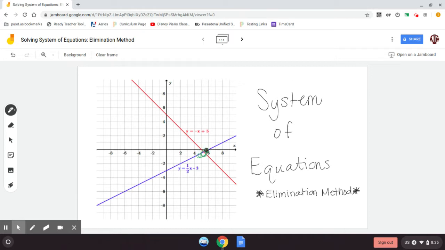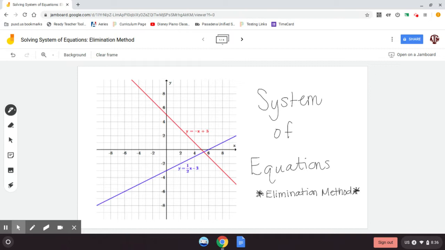Where they cross, that is the solution, and it's given to us as an ordered pair, so an x comma y value. But what's making this a little difficult is these two lines do not cross on the grid. They cross in the middle. So how do I know just by looking at that what the numbers are, what the ordered pair is?